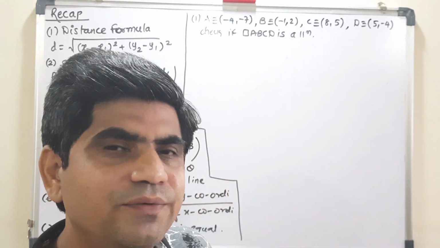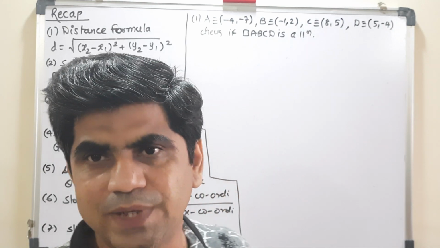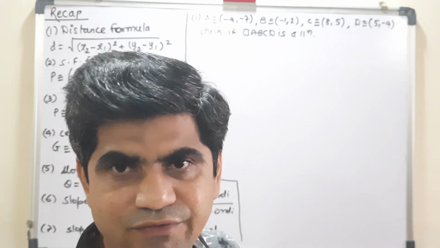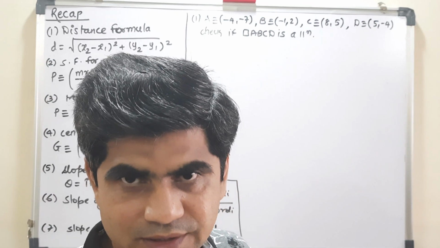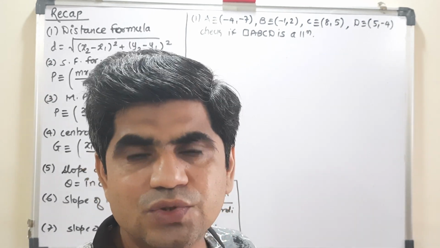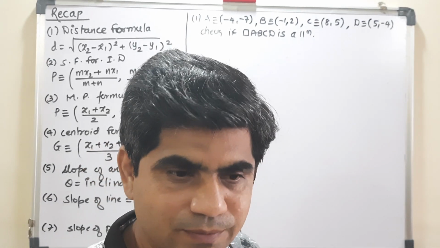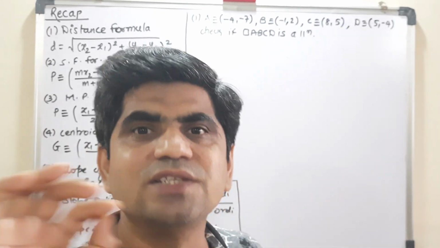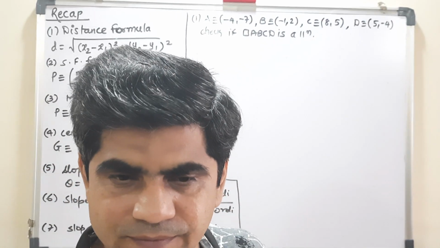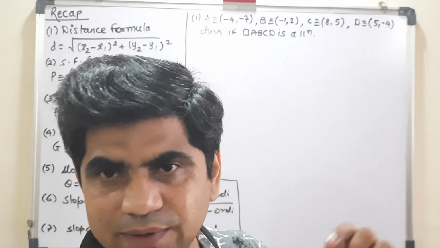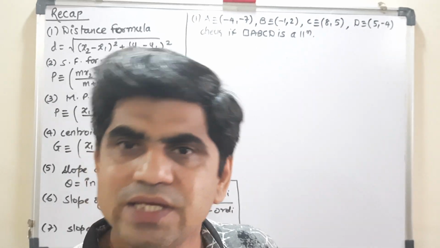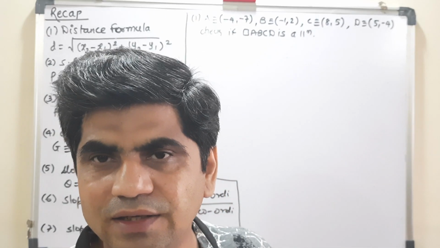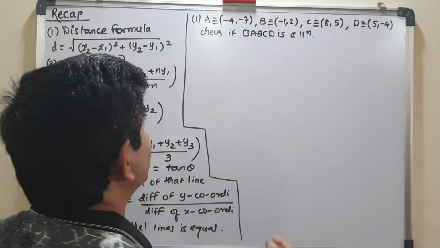And the second property, which I have already used in the previous part while finding the vertex D, is a property of parallelogram: the diagonals of a parallelogram bisect each other. That means whatever is the midpoint of one diagonal, the same will be the midpoint of the other diagonal. So let us go by method 1.